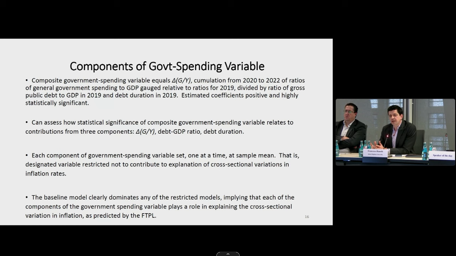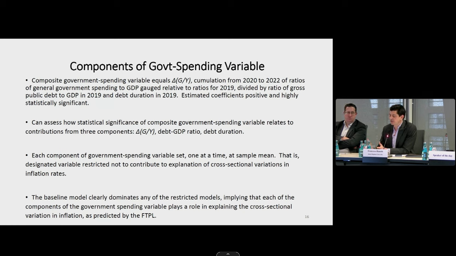So as you can imagine, it doesn't take much to guess that restricting the amount of spending is strongly rejected by the data. But what was interesting for us, and to some extent also a little bit surprising, is that even if you try to restrict the amount of debt or the maturity structure to be equal to the sample average, the model is strongly rejected by the data.